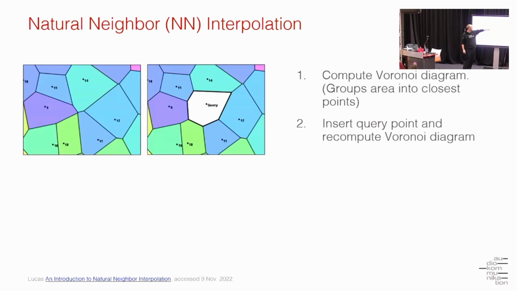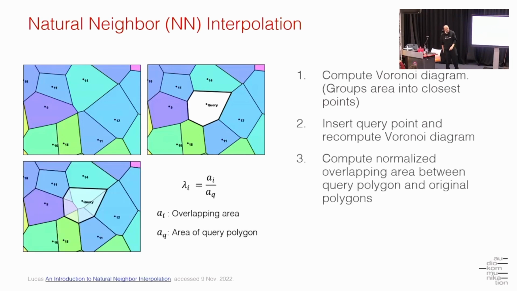And in the next step, we are inserting our query point. So this is the point for which we want to interpolate an HRTF. And we recompute the Voronoi diagram. And the reason is that in the last step, we take the query polygon over to our original presentation, we overlay it, and then we can simply compute interpolation weights by calculating the overlapping areas here. So these are the areas A_i here. If we normalize them to the overall area of the polygon, we get interpolation weights.